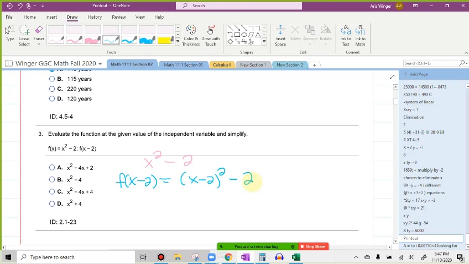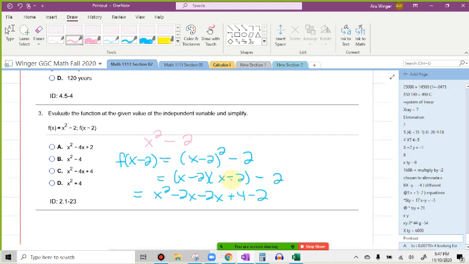Now they're going to want us to square the x minus 2, subtract 2, and that will either be a, b, c, or d. We'll recall that when we square something, you end up multiplying it times itself. So we'll FOIL out, and then we'll be good. X times x is x squared. X times negative 2 is negative 2x. Negative 2 times x is another negative 2x, and negative 2 times negative 2 is positive 4.